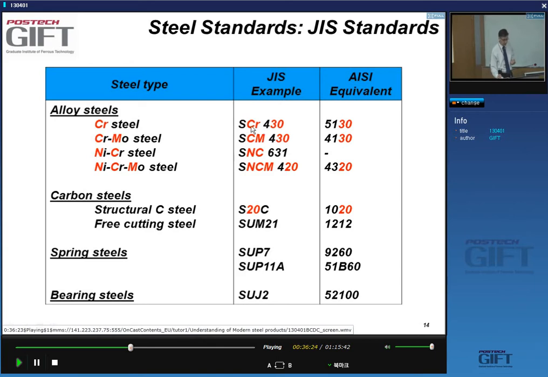And then in the alloy steel, you can usually recognize some basic information. If there is only chromium, you say SCr, this should actually be a capital R, yes? If it's a chromoly steel, you see CM. If it's nickel chrome, NC, nickel chrome moly, NCM, etc. The number at the end of the grade name is related to the carbon content times 100. Same thing if you look at the AISI equivalent, yes, you see that there is meaning to the last two or three digits of the number.